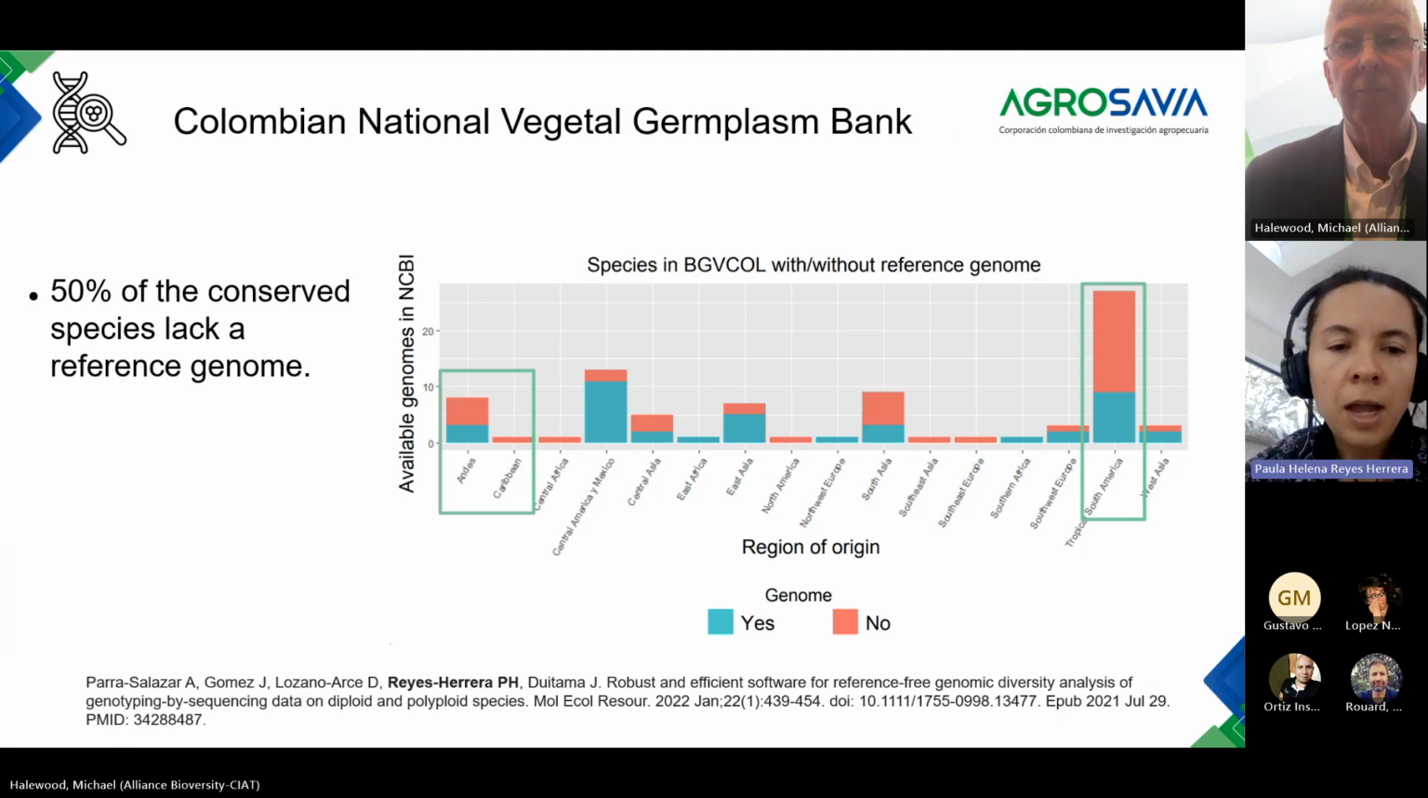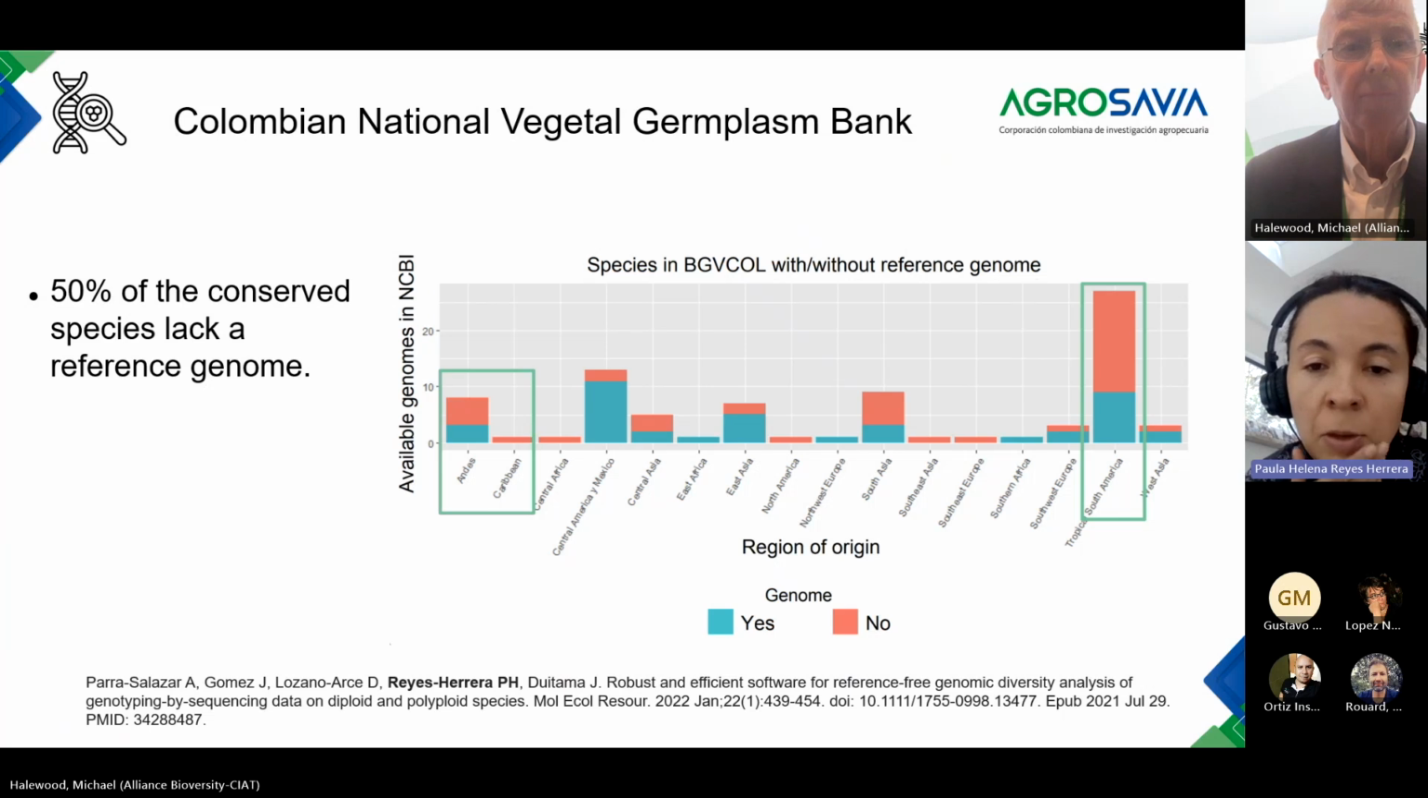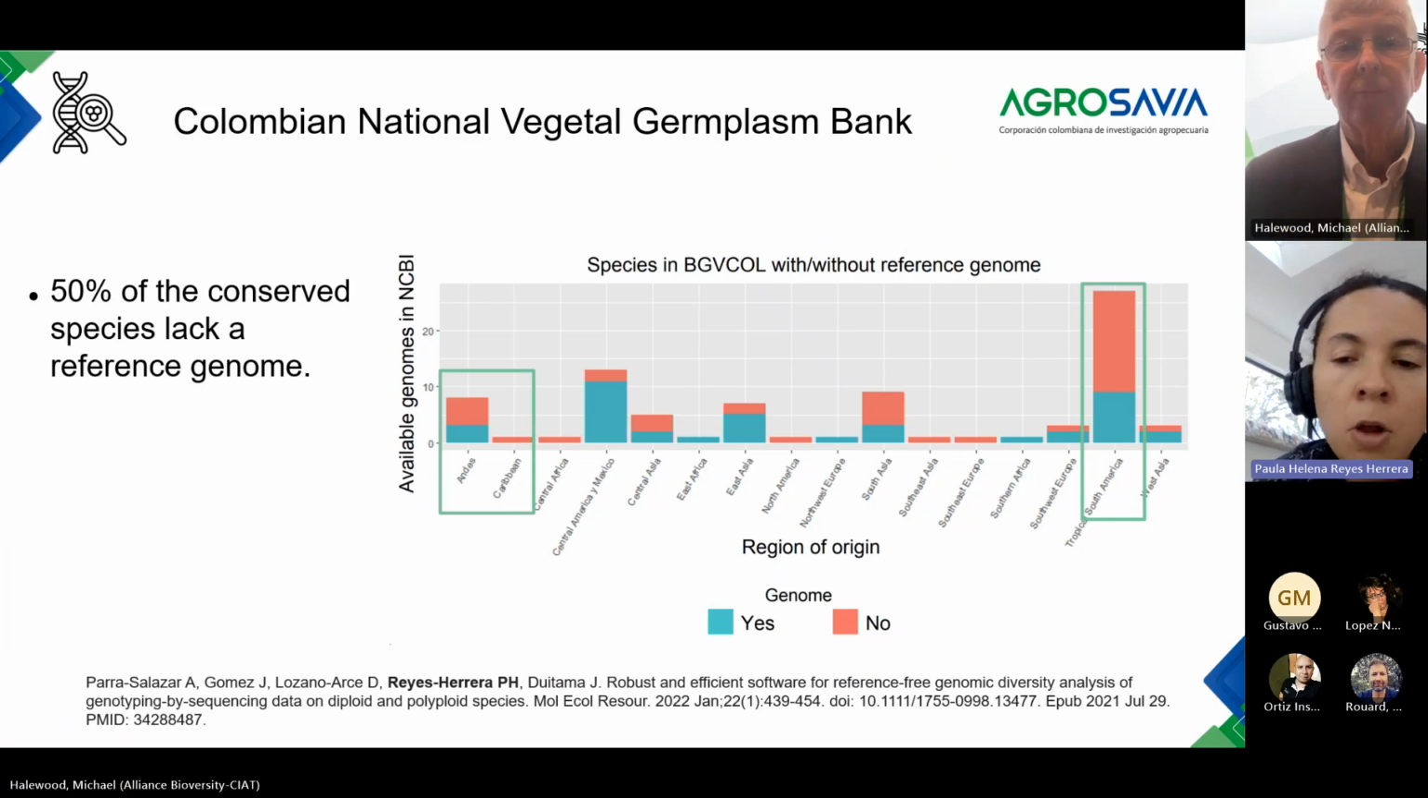Here in the figure, I present the availability of reference genomes by regions of origin for the species that we conserve at the bank. In red are the gaps, and I highlight two regions, the Andes and tropical South America, where Colombia is located, that have the largest gaps. So 50% of the conserved species lack a reference genome.